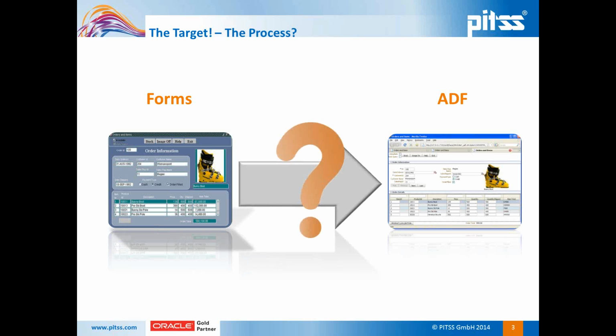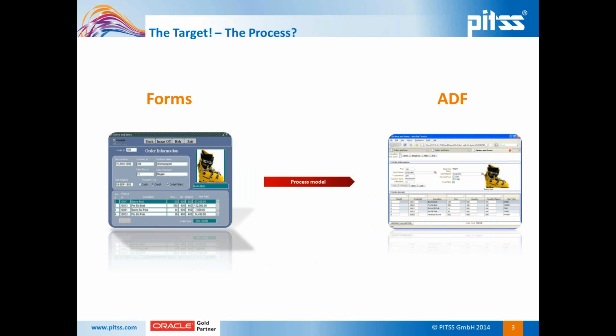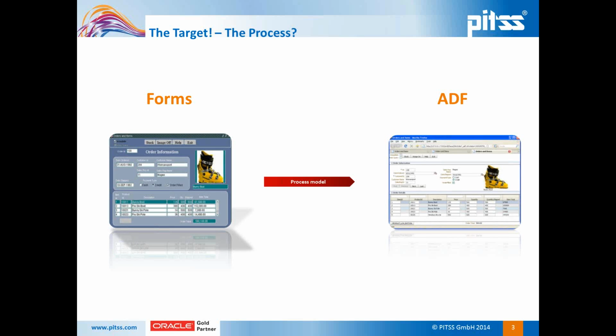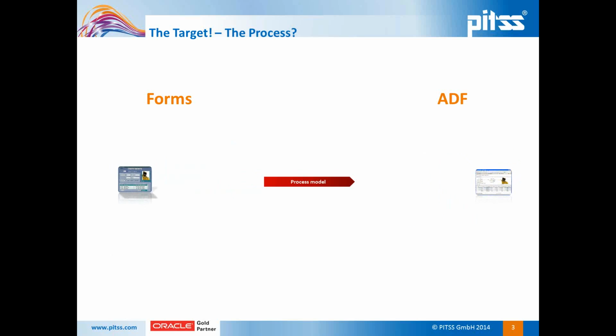In the past, we at PITSS established a process model. We faced a lot of challenges on the Forms to ADF migration, and in the various projects, we figured out the best practice. What steps do I need to do to come from Forms to ADF? Therefore, we figured out we need to separate the whole process into 3 phases. The first phase is the preparation. The second phase is the actual migration, and the third phase is the application fine-tuning, the finishing of my application.